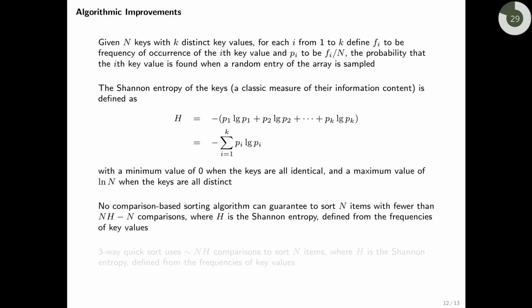Now, in the previous lecture, we said that no comparison-based sorting algorithm can guarantee to sort with fewer than n log n comparisons, right? So we can state the same result using this idea of Shannon's entropy. We can say that no comparison-based sorting algorithm can guarantee to sort n items with fewer than n times H comparisons, where H is this Shannon's entropy. So this is just another way of expressing that result.